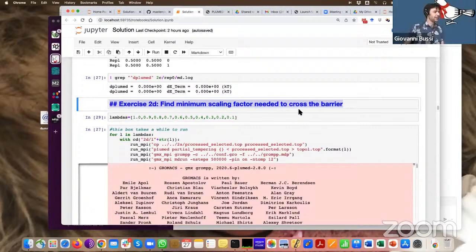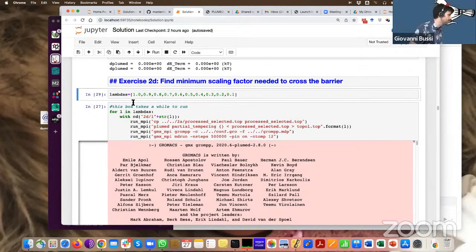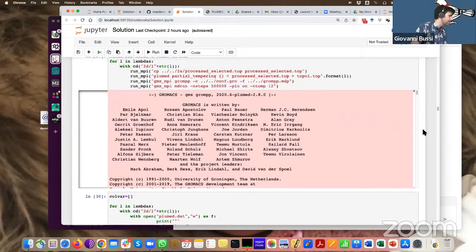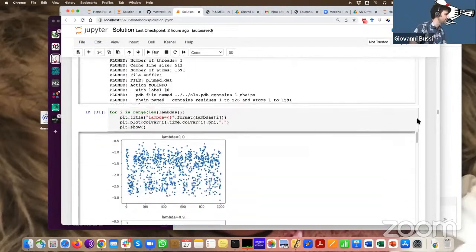Then there is an exercise which is equivalent to the one that we did with the parallel tempering, but instead of increasing temperature, we scaled the temperature of the solute. Again, I did this with a script. I just used a linear interpolation between 1 and 0.1. I went to pretty low factor here. I ran my simulations. I analyzed each of them with Plumed to see transitions.